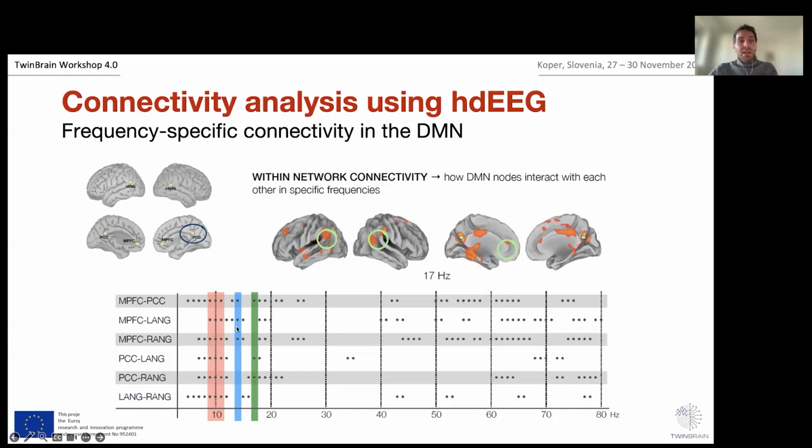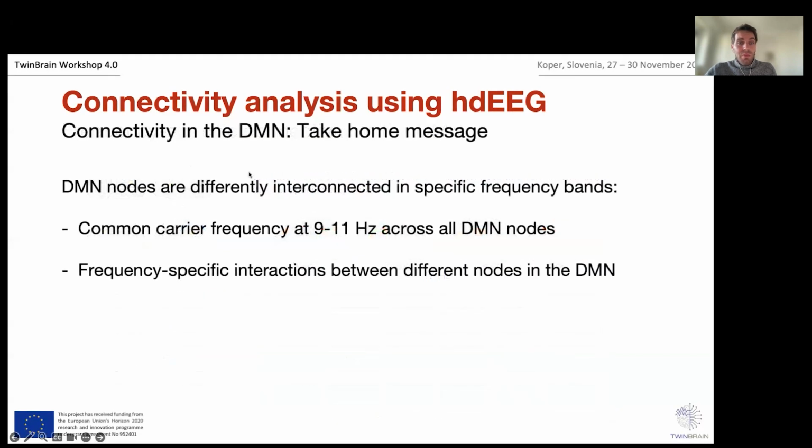So with this, we can see that there is a selective communication depending on the frequency band, depending on the node involved. However, there is still a common carrier frequency at 9 to 11 Hz. So it's like all the nodes are connected at that frequency, but they also communicate at other frequencies depending on which kind of information they are exchanging with the other nodes.